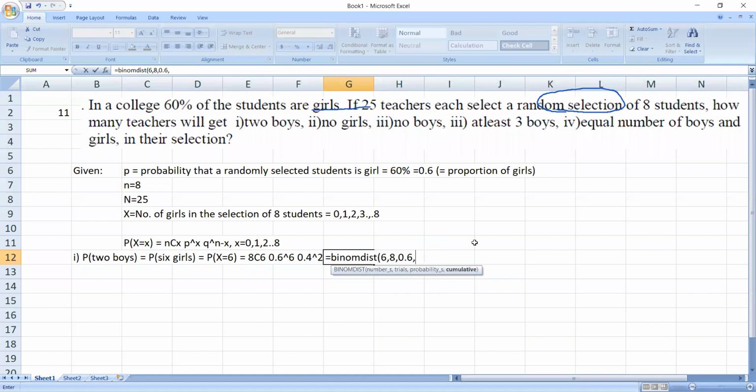And then the fourth parameter is cumulative. That is, do you want to obtain the probability of P of X is equal to 6 or P of X less than or equal to 6?